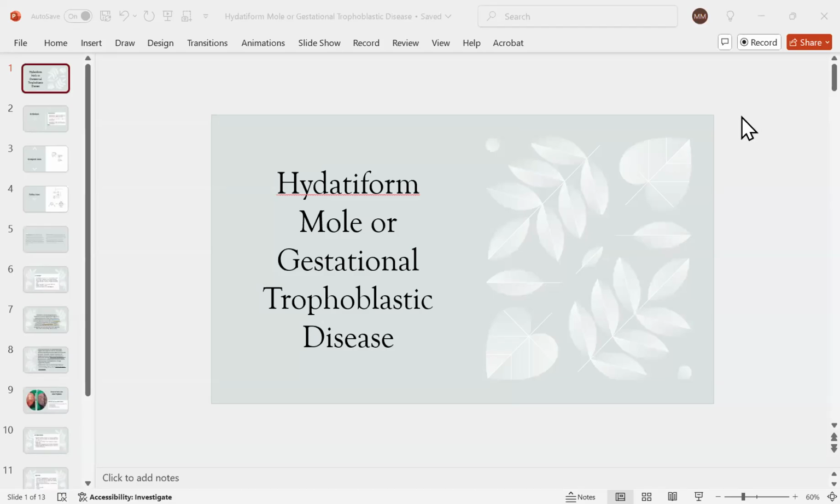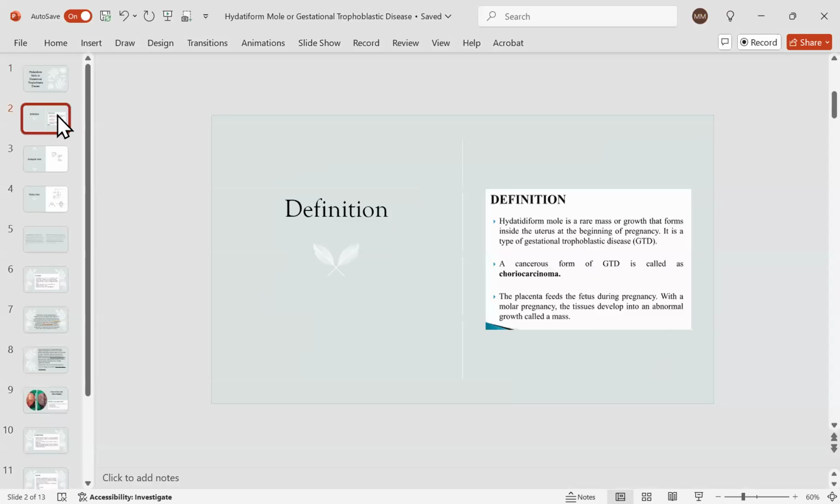So this is going to be on hydatidiform mole or molar pregnancy. All right. This one will be kind of a short and sweet video lecture. So what is a hydatidiform mole? It's a mass or a growth inside the uterus at the beginning of a pregnancy, and it's a type of trophoblastic disease. There's a benign form, which is non-cancerous, and there's a malignant form. Either way, it's not a viable pregnancy, right? So it's not a fetus. It's not a zygote. It's like a pregnancy, but it's not one.